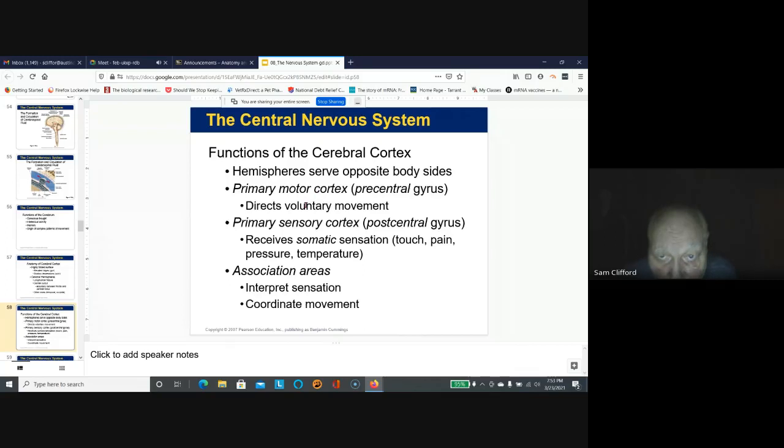So the primary motor cortex directs voluntary movement. The primary sensory cortex receives information on touch, pain, pressure, temperature. And there are association areas in the brain. There are association areas in the spinal cord.